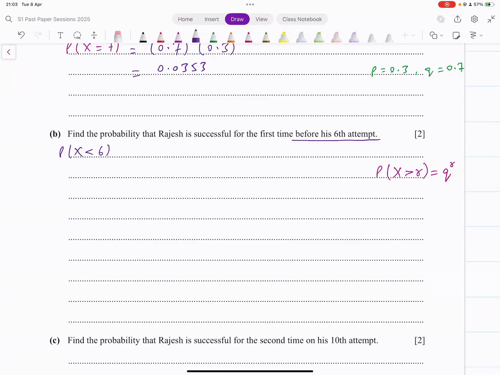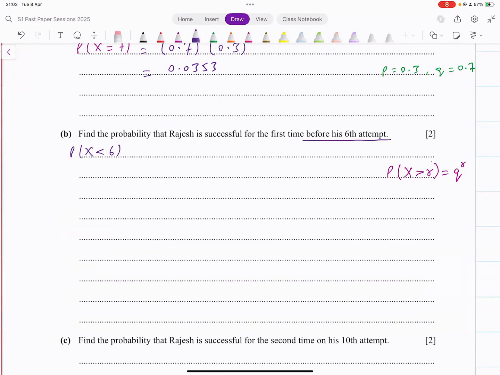Now, is it that form that we have given there? No, it's not that form. This is less than 6. The formula is for greater than something. We need to convert this to greater than form. Okay, now let's write it down. Less than 6. What does it mean? Less than 6 means the first success could come on the first attempt. It could come on the second attempt, the third attempt, the fourth attempt, fifth attempt, and that's it. It should not come after 6. So 6, 7, 8, 9, and so on. These have to be excluded.